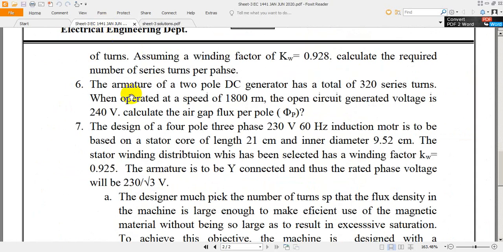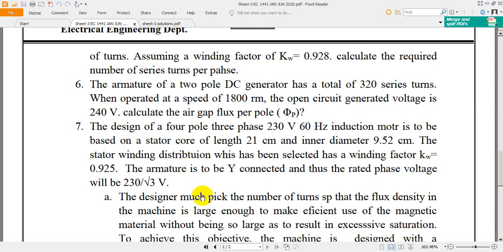Coming to problem number 7, we need to design a 4-pole, 3-phase induction motor with 230 volts, 60 hertz, based on stator core length 21 centimeters and inner diameter 9.52 centimeters. The stator winding distribution, which has been selected as 0.925 winding factor, the armature is to be Y connected, and the rated phase voltage will be 230 by root 3 volts.